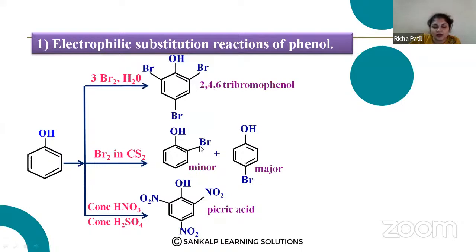So you can see whatever the incoming group is, which here is Br, it directs to the ortho and para positions. The third reaction is when you react phenol with concentrated HNO3 and concentrated H2SO4. What you get is 2,4,6-trinitrophenol. This is picric acid. Remember this structure, it is very important. You can see at the 2, 4 and 6 positions nitro groups are present on the phenol. The name is picric acid.